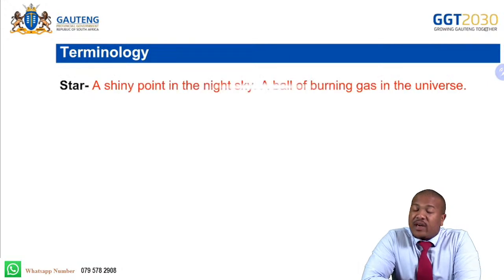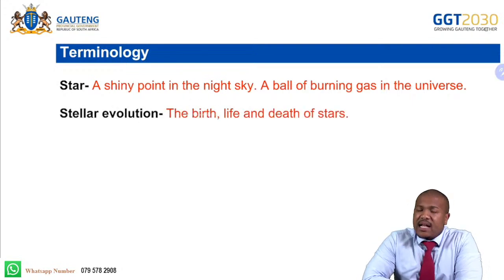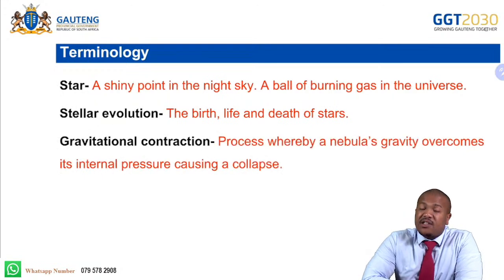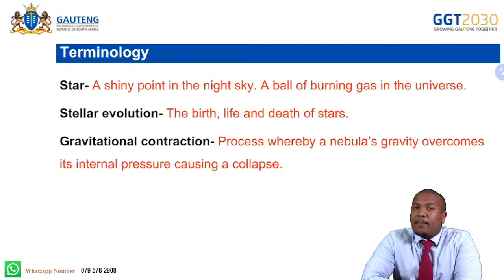The first term that we have there is a star. A star is simply a shiny point in the night sky, and a ball of burning gas in the universe. Then we have stellar evolution, which is the birth, the life, and death of stars. We then have gravitational contraction, which is the process whereby a nebula's gravity overcomes its internal pressure, causing a collapse.